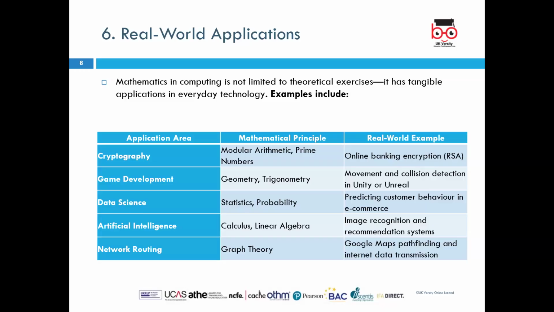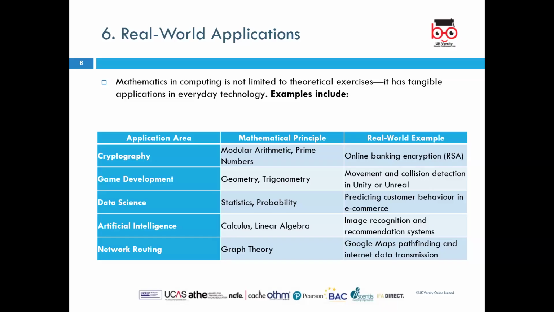Game development, again, has principles of geometry and trigonometry, and in the real world it exists in movement and collision detection in Unity, which is a game development engine, or Unreal, another one. Data science, so this includes statistics and probability. And an example of this is predicting customer behavior within e-commerce.